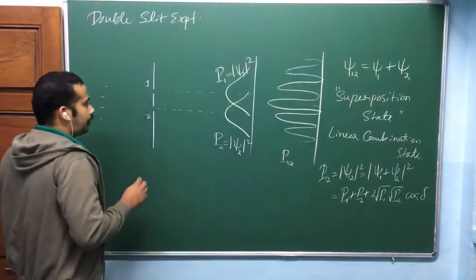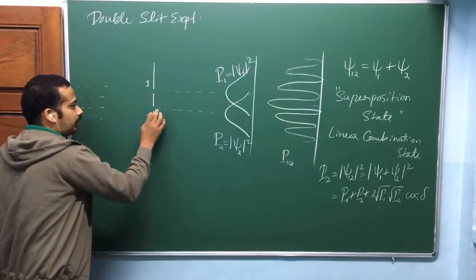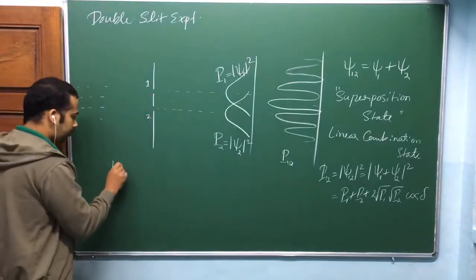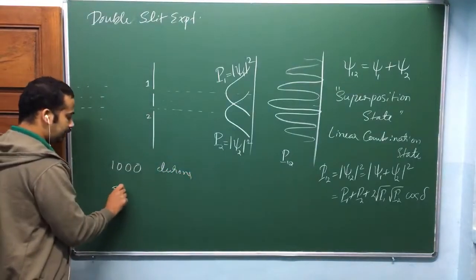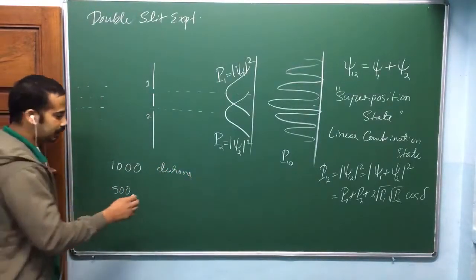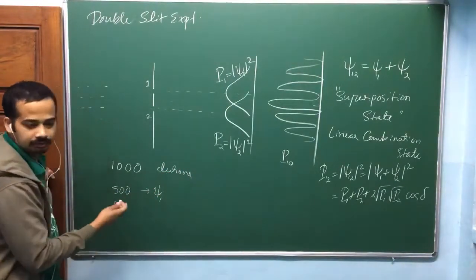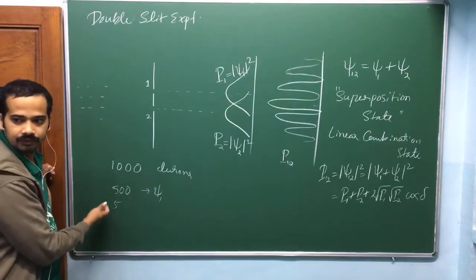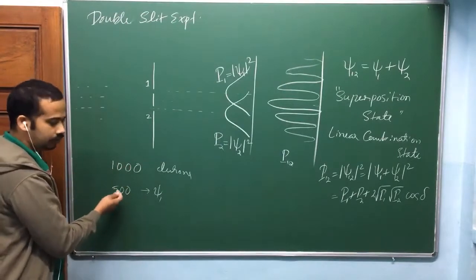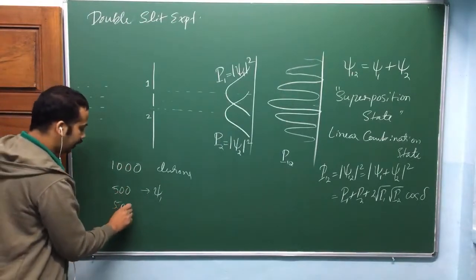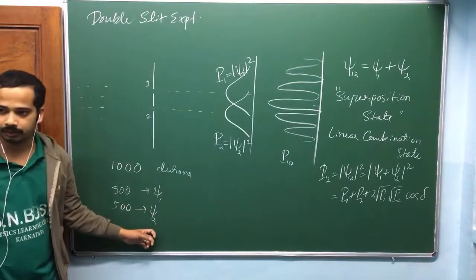Now look at here. Our classical ideas, our logic, our common sense says that it should have passed through either this one or this one. So that means if you send 1000 electrons, maybe 500 electrons, again our logic says 500 electrons should pass through slit 1, and the other 500 approximately. I am not saying it always happens 50-50. You may need to take millions of electrons to show that it is 50-50. So the other 500 may have this state.